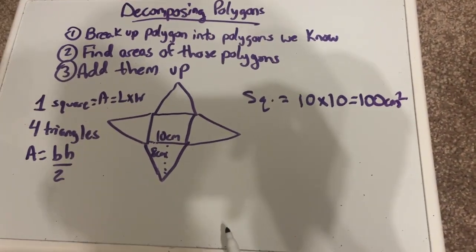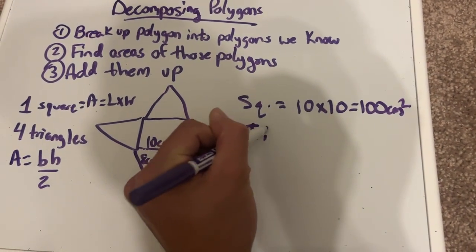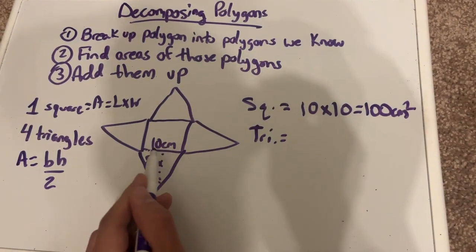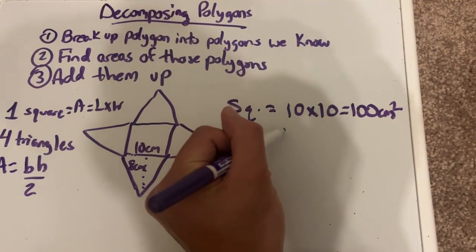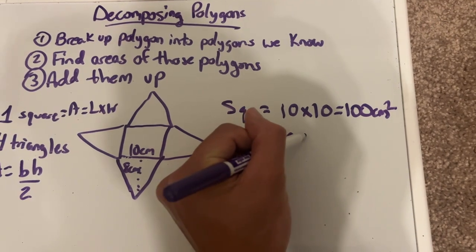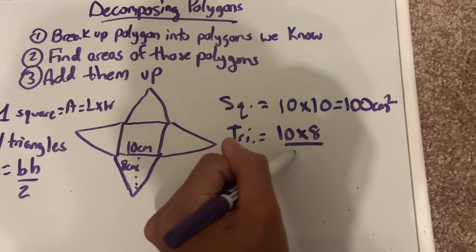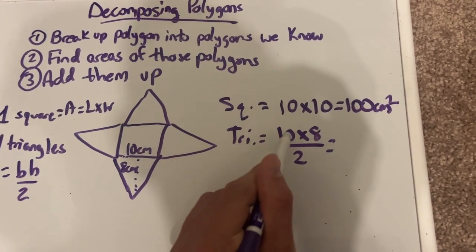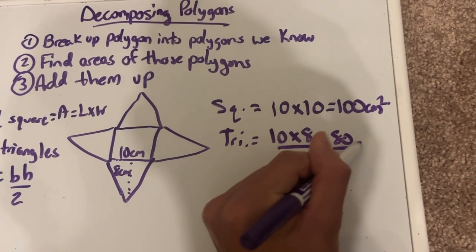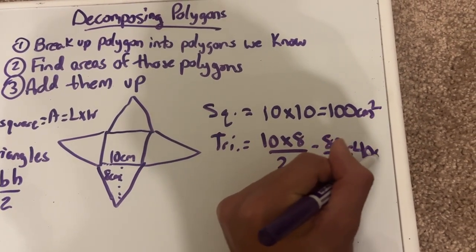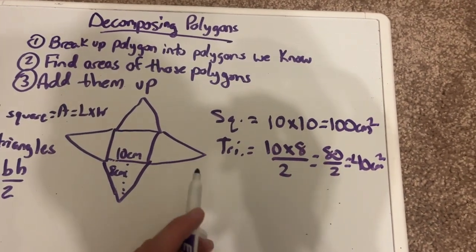For the triangle, let's use the information that we have. For the triangle, I'm just going to write TRI. Our base here, we're going to use this as our base as well. This base is 10 centimeters times our height of 8 centimeters divided by 2. 10 times 8 is 80, divided by 2 is equal to 40 square centimeters. But that just tells us the area of one triangle.